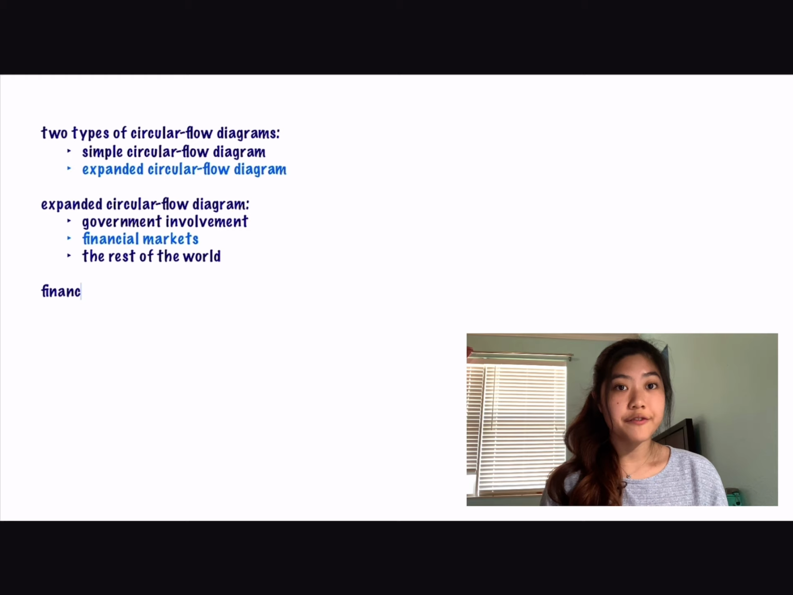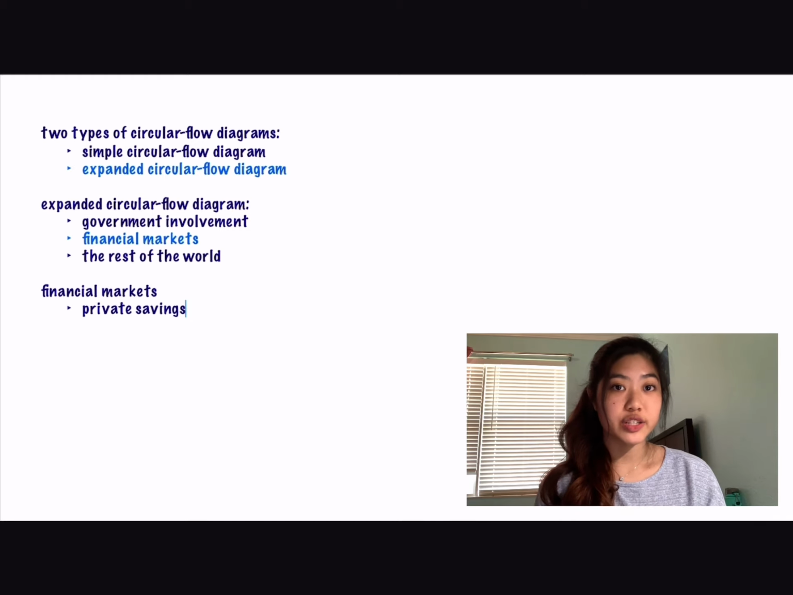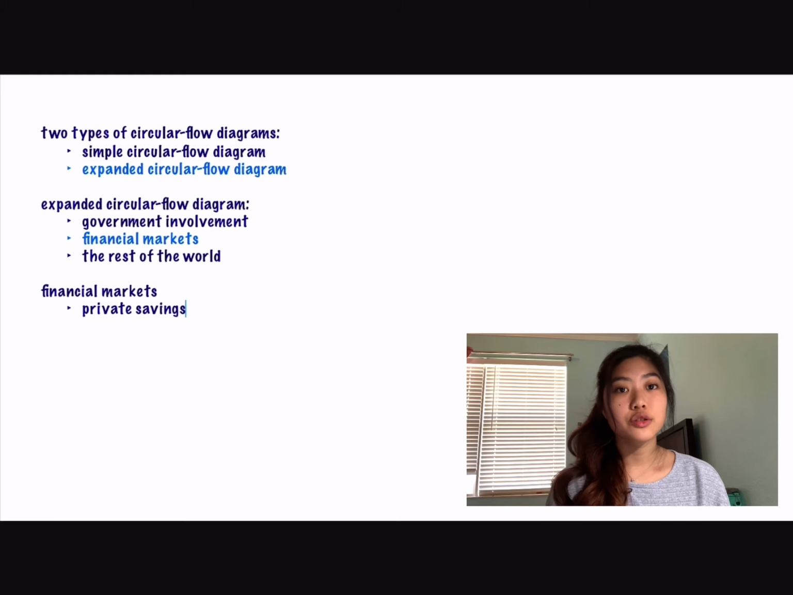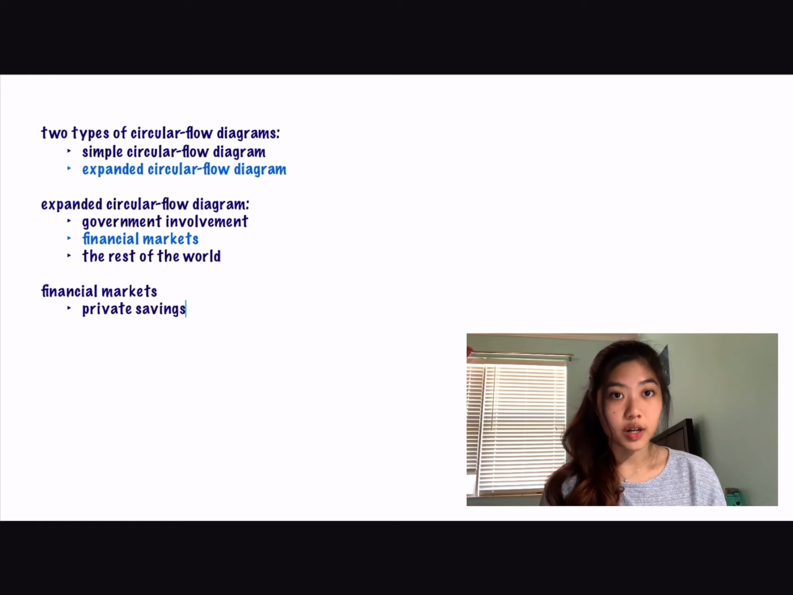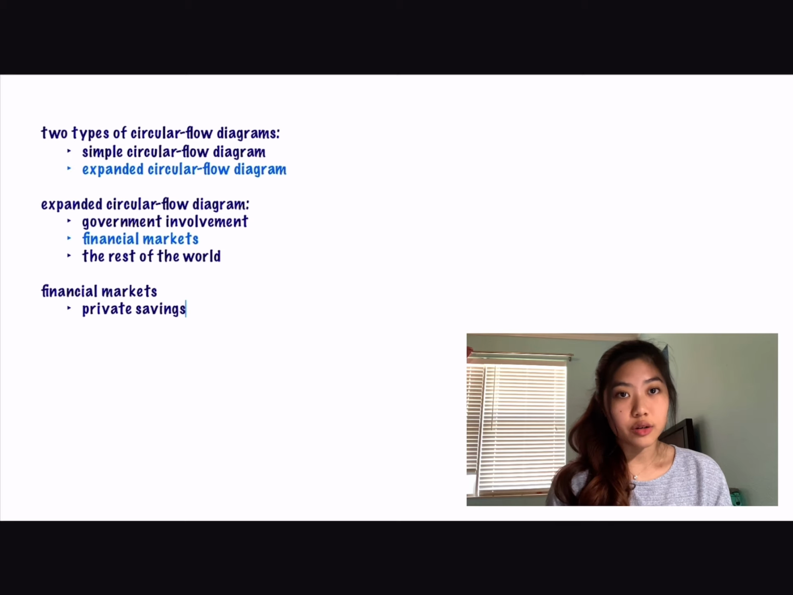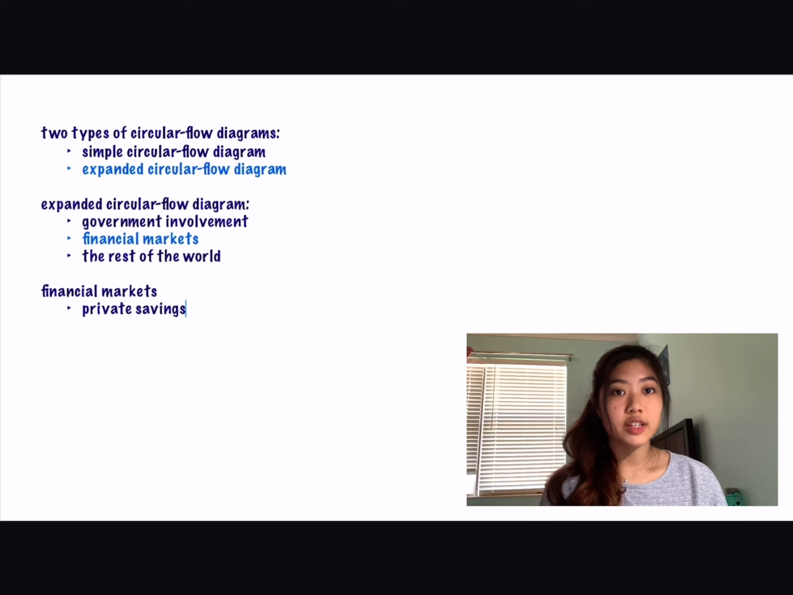Next up, we have financial markets. Financial markets are the private savings that leak out of the circular flow. Some households don't spend all of their disposable income on consumption, so the savings that they don't spend sort of just leak out of the circular flow. These savings are often stored in banks, so they end up back in the circular flow through loans. Additionally, financial markets use these private savings in government borrowing and investment spending, so that's just another way that these savings can end up back in the circular flow.